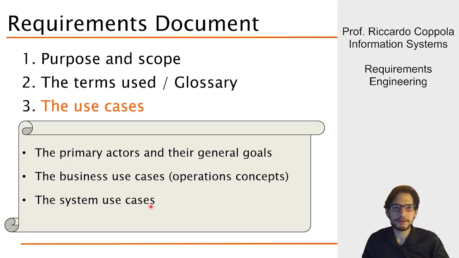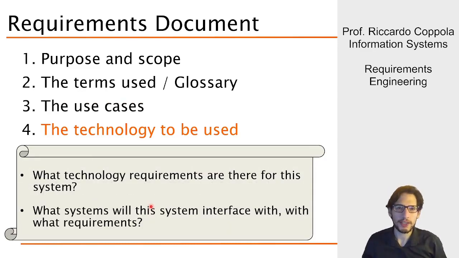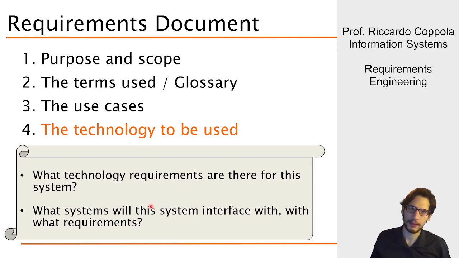Then I will have the technological aspects. So the technologies that I have to use, the technology requirements. Do I need to make it as a web application with microservices behind, or can I use a simple client-server architecture? So whatever technology requirement, whatever technological need that I have, I will put it into this section 4.